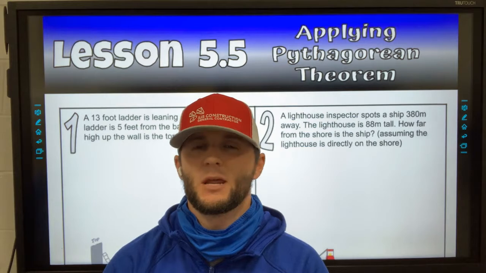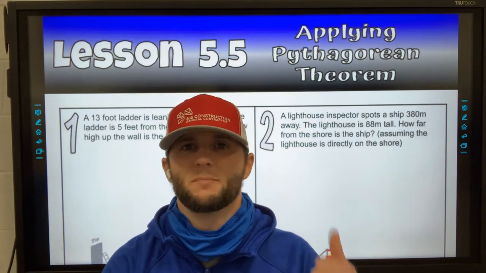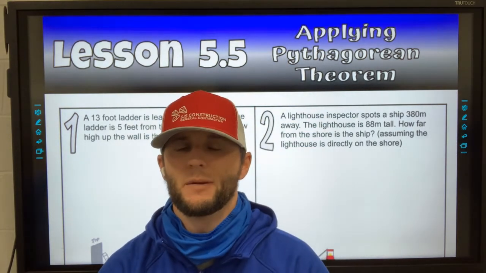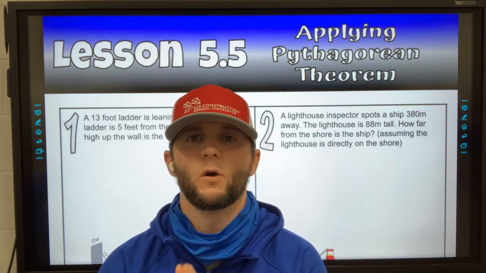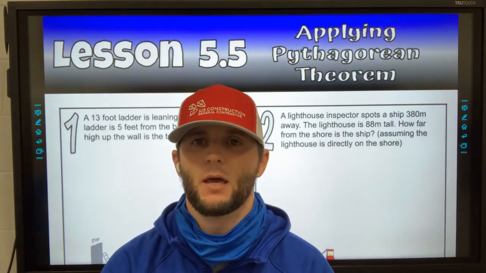Right, guys, so today we're moving on to lesson 5.5, which is applying the Pythagorean theorem. So that means we're actually going to be taking the Pythagorean theorem and putting it towards some real world situations and applying it, okay? So let's jump into it.